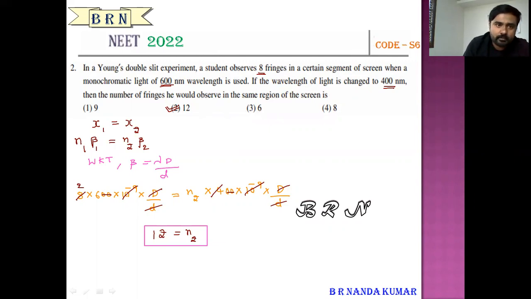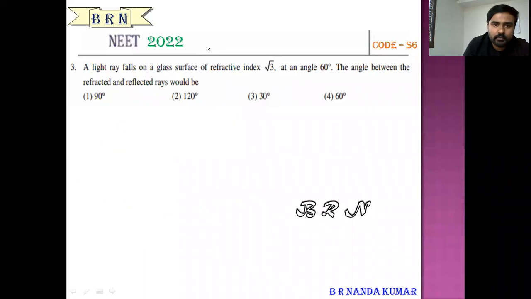Okay, so next problem now. Numerical number 3. This problem is based on ray optics. So the ray optics problem.